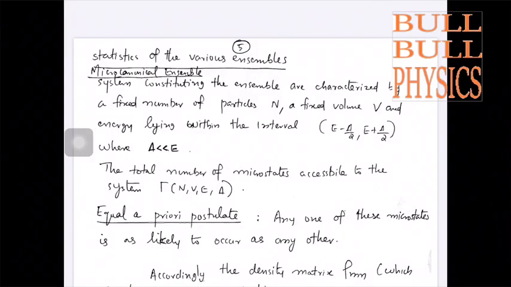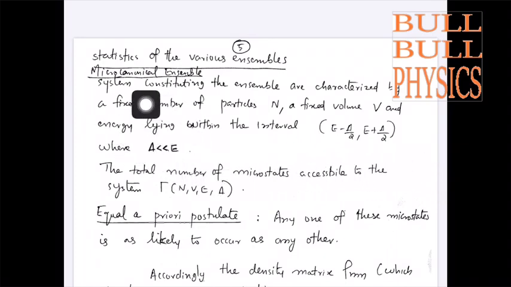Hi everybody, welcome back. Today we are going to see different ensembles: microcanonical ensemble, canonical ensemble, and grand canonical ensemble in quantum statistical mechanics.